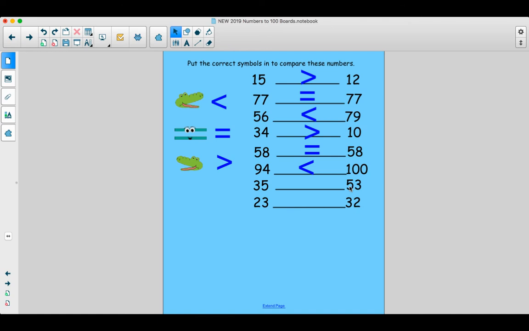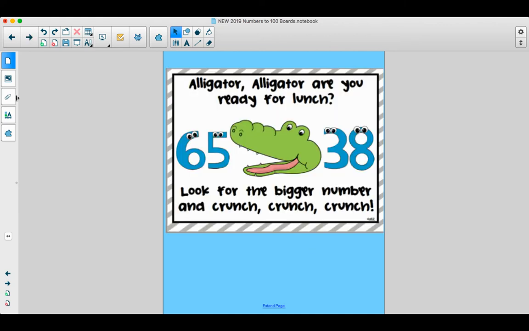35 and 53. 35 is less than 53. And 23 and 32. That's right, 23 is less than 32. Awesome. Alligator, alligator, are you ready for lunch? Look for the bigger number and crunch, crunch, crunch.